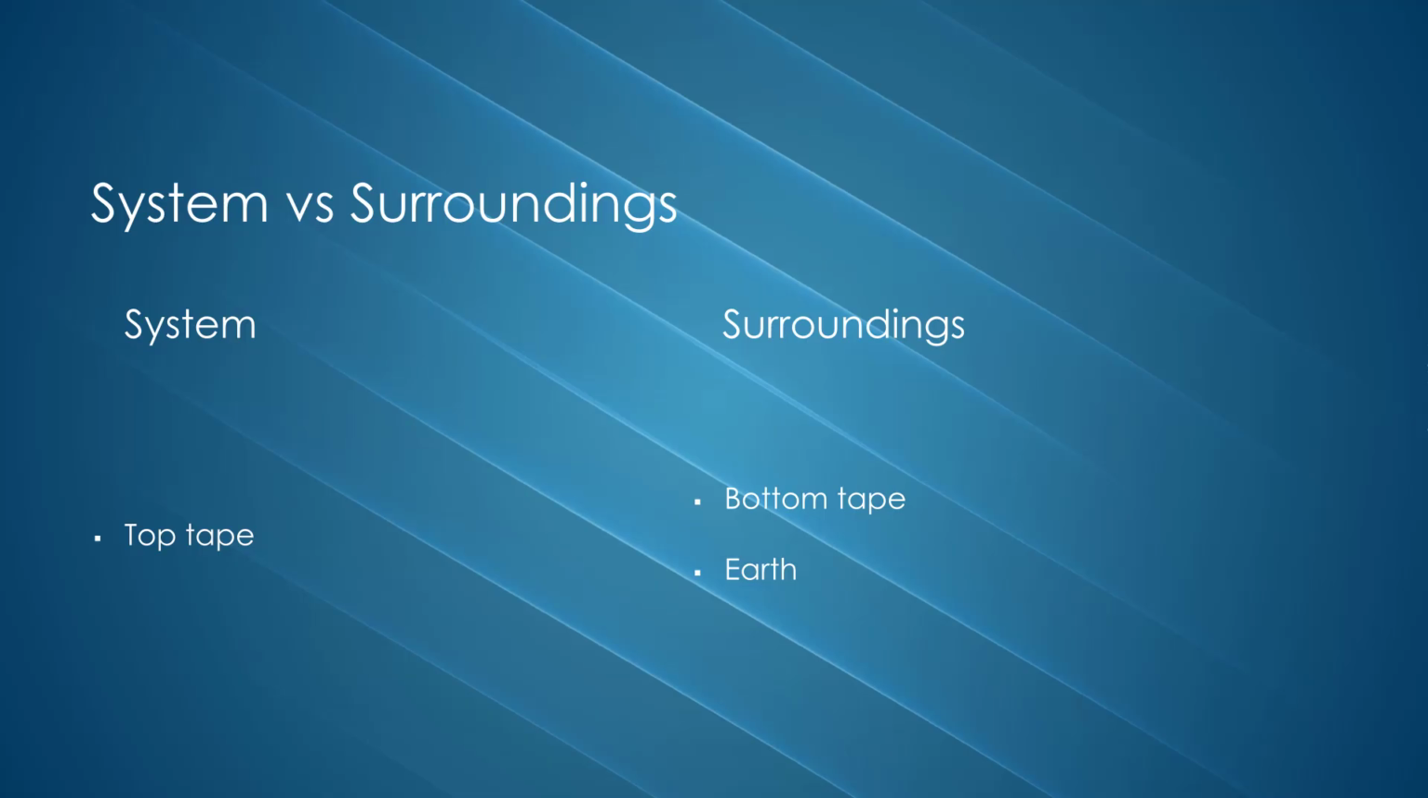System versus surroundings. Our system will be the piece of tape that is placed at the top. Our surroundings will be a piece of tape that is placed below it and the Earth.